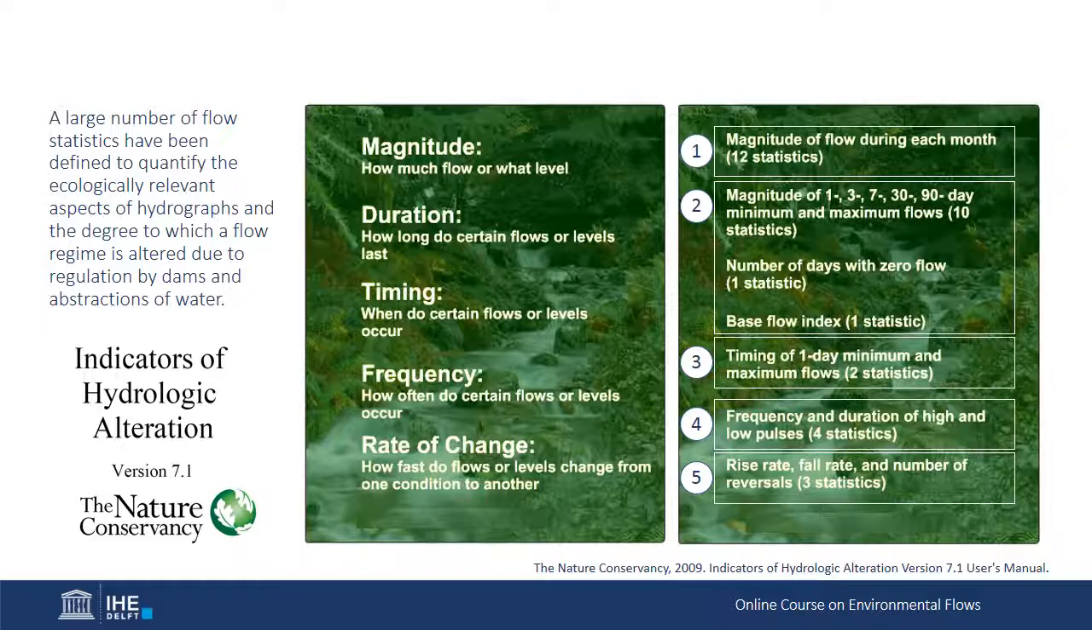The parameters are organized into 5 groups. Group 1 includes mean or median values of the magnitude of monthly flows. Group 2 includes average maxima and minima of flows over different durations ranging from 1 to 90 days, number of days with zero flow, and base flow index, which is the 7-day minimum flow divided by the mean flow for the year. Group 3 specifies the timing of the 1-day maximum and minimum flows in the year. Group 4 includes the number of high and low flow pulses each year, along with their mean duration. And finally, Group 5 includes measures of the mean rates and number of rises and falls in the annual hydrograph.